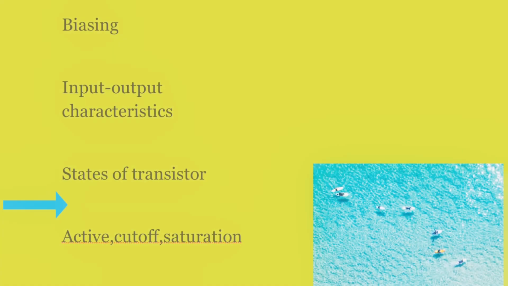So the highlight of today's video is to understand this chapter carefully. You have to understand the basic concepts like biasing, input output characteristic of transistor and states of transistor: active, cutoff and saturation.